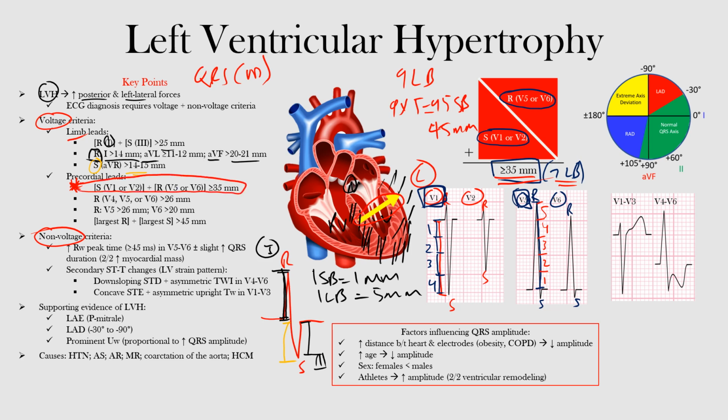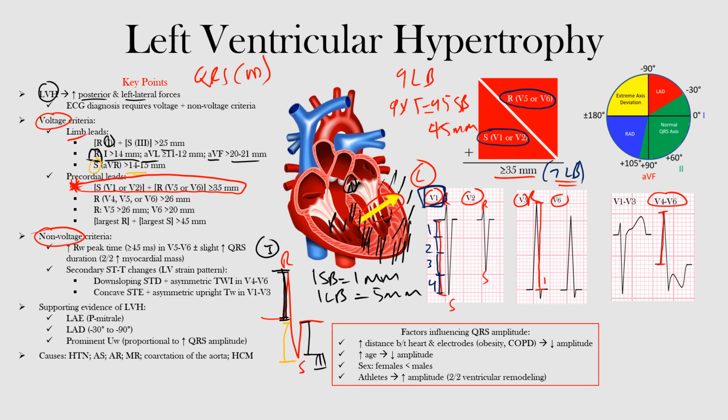Now, other criteria in the precordial leads look at the R wave in V4, V5, or V6, and you want that amplitude greater than 26 millimeters. You don't need all of these; these are just different criteria that you can use. Again, the R wave in V4, V5, or V6. Here's V5 and V6, and we're looking from this point until here. That's our R wave. And here's V4 through V6; you can use this as your amplitude of the R wave.